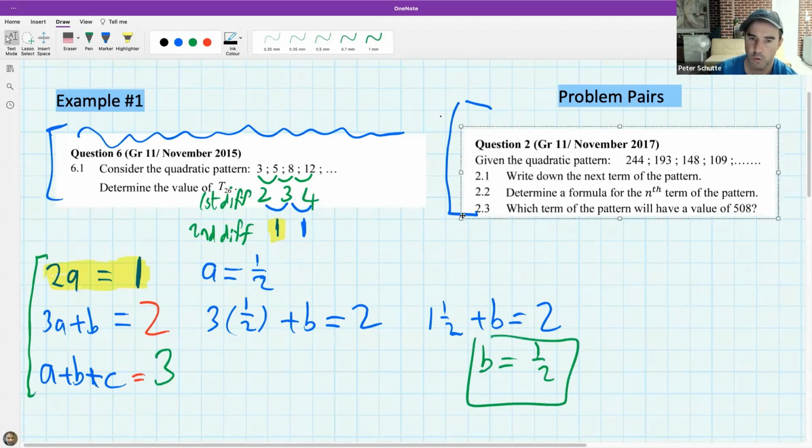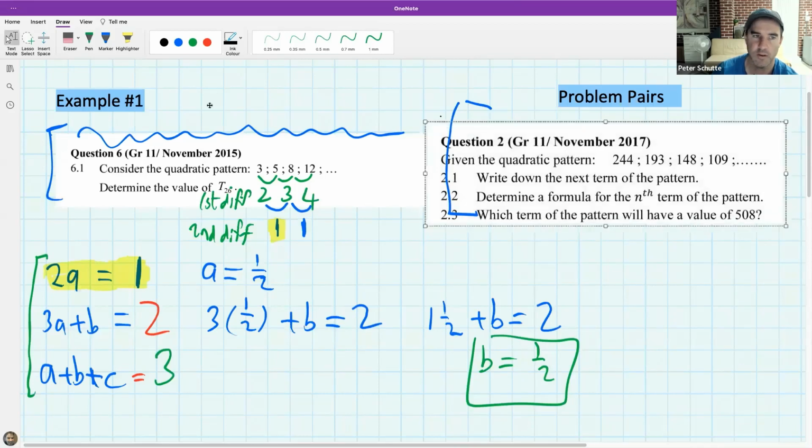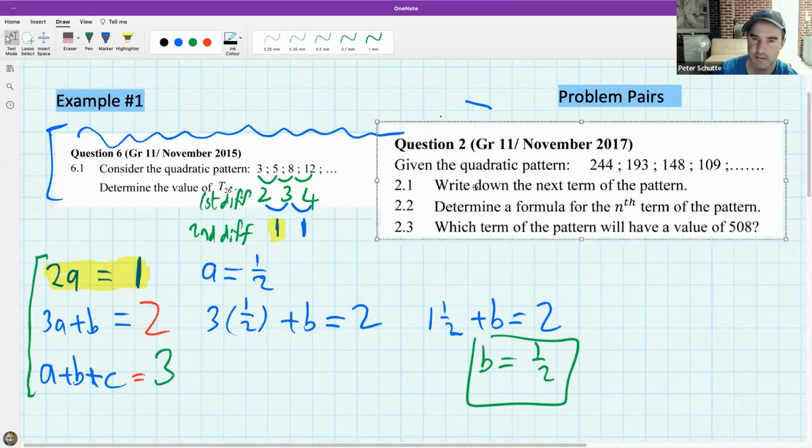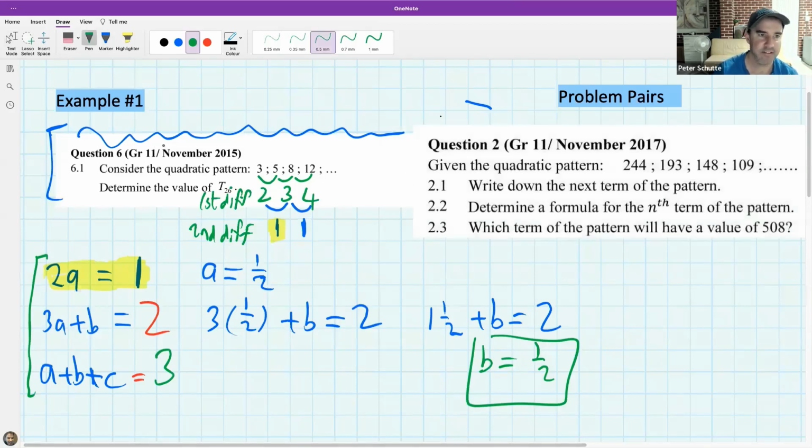Somebody said they couldn't see the second question. I can try and make it a little bit bigger, but let's see if that's helping. Okay, and then the last. I think they're talking about 6.1. They can't see the 6.1. So what question 6.1 is asking is, what is the 26th term in the pattern? In order to get that 26th term, I'm first finding the equation of the quadratic pattern.